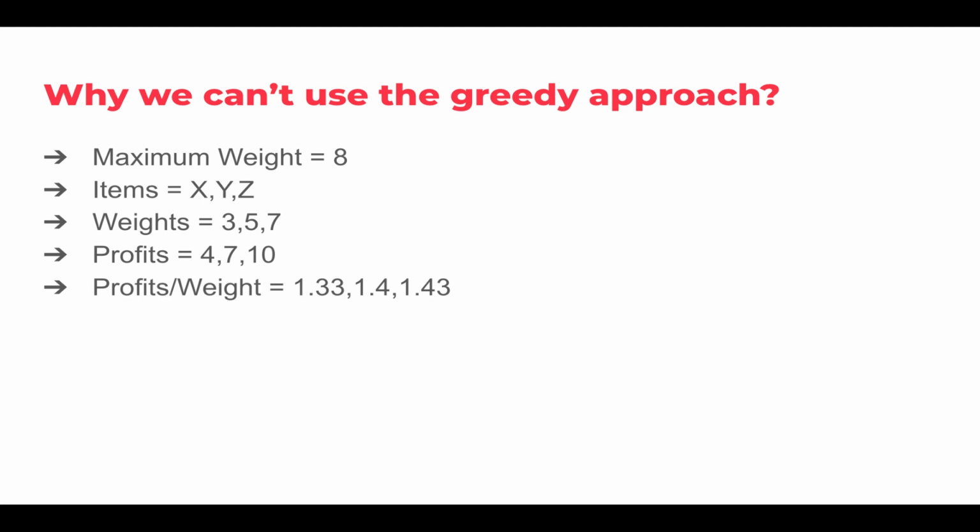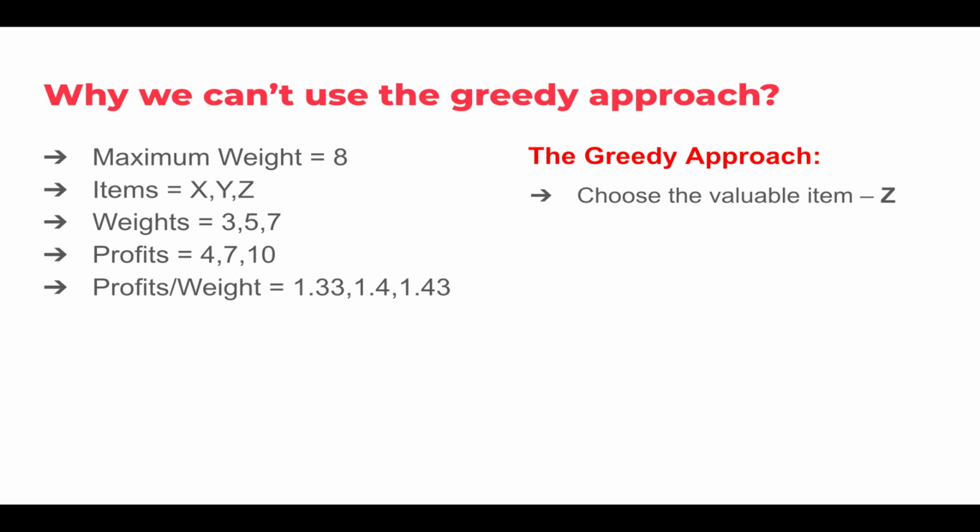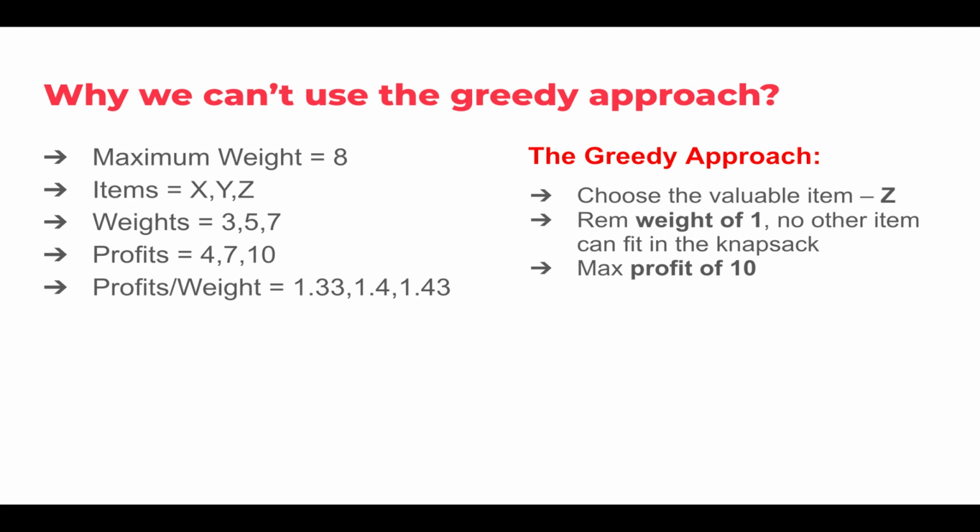So how do we go about solving this particular problem? Let's look at the greedy approach. In the greedy approach, I'll choose the item with the highest profit, or the most valuable item here. That's going to be 1.43, the one with the profit per weight of 1.43. So it means I choose the whole of that item. I'm going to include the whole of item Z, which means that my weight reduces from 8 all the way down to 1. That's going to be the first caveat there. But then the maximum profit I can get from there is 10.